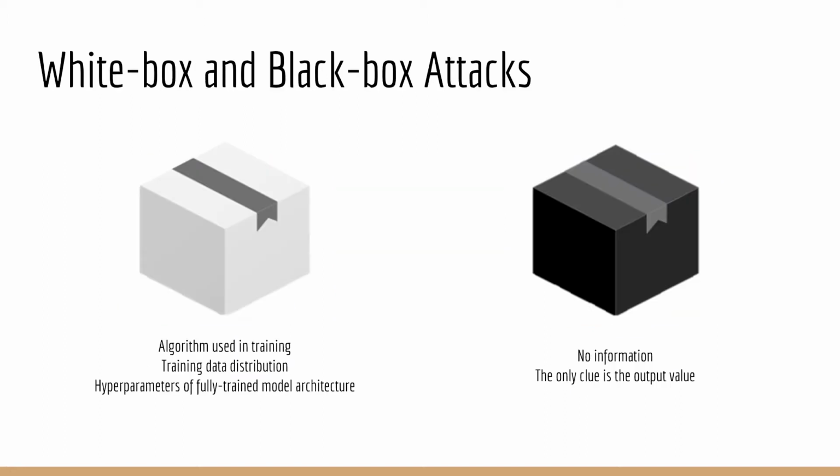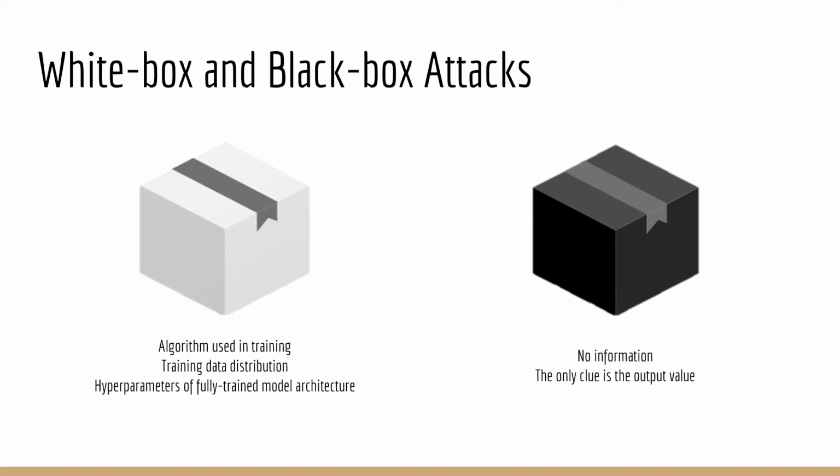There are two types of adversarial attacks, white box attack and black box attack. If the attacker has information about the target model, it's called white box attack. The required information can be an algorithm used in model training, training data distribution, or hyperparameters of fully trained model architecture. On the other hand, if the attacker has no such information, it's called black box attack.